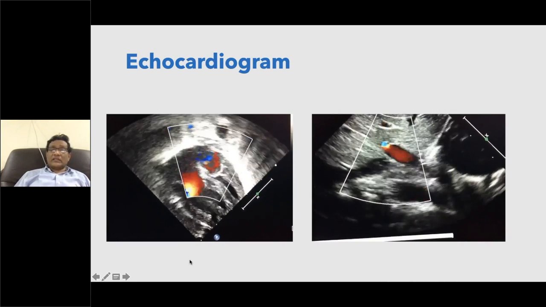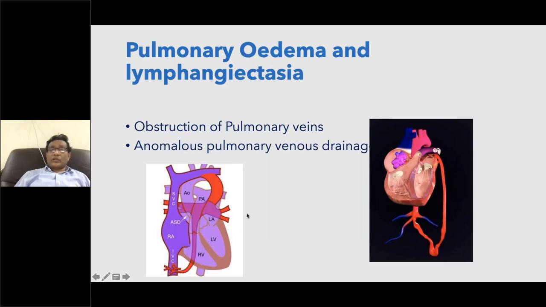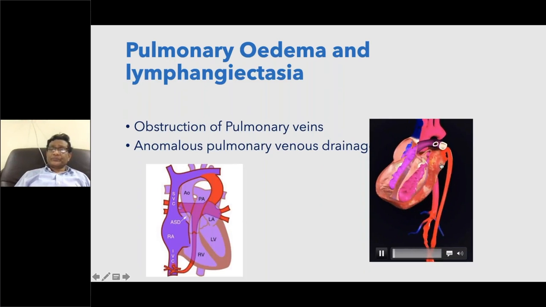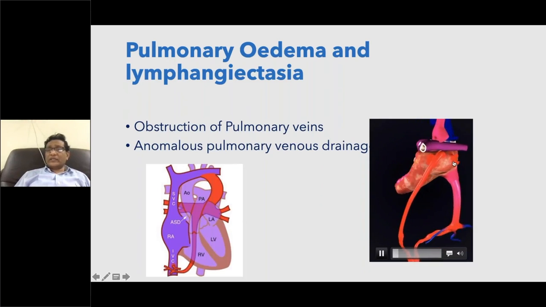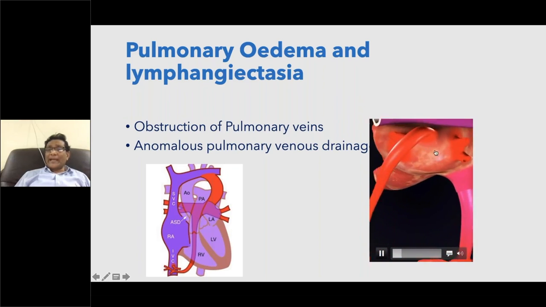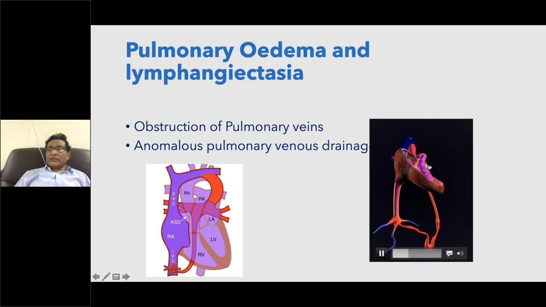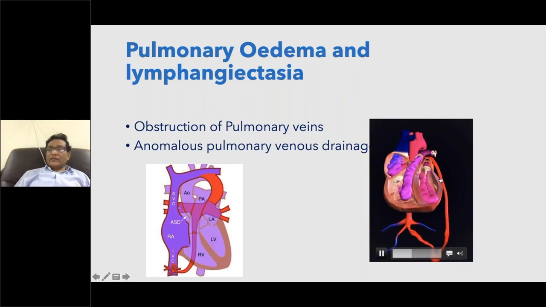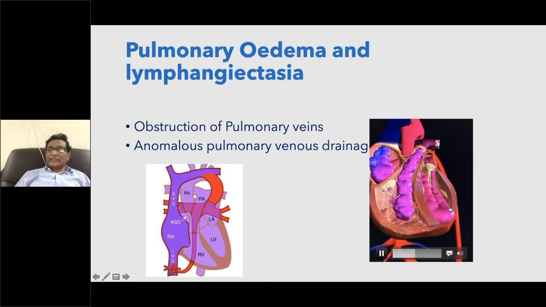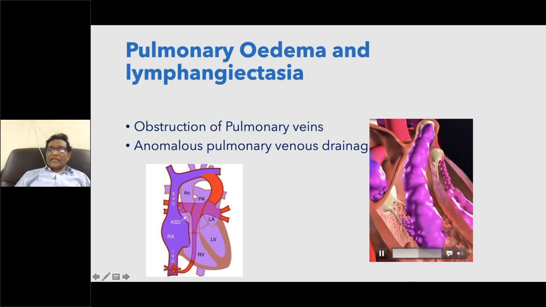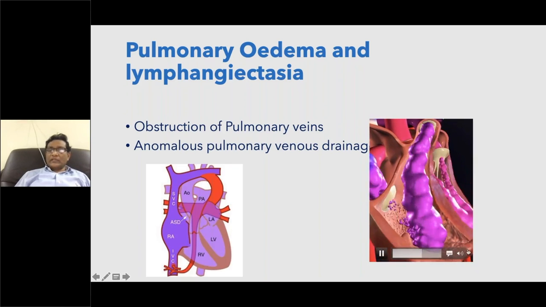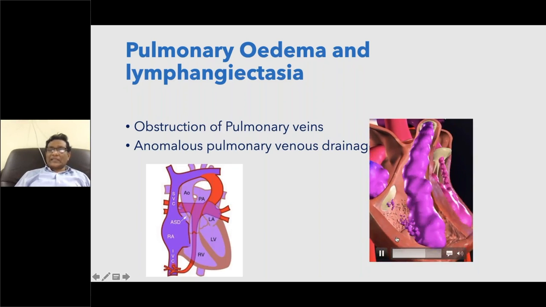This is called infradiaphragmatic total anomalous pulmonary venous return. So what will happen in this? All these pulmonary veins join behind the left atrium and form a common pulmonary vein. This common pulmonary vein travels behind the heart and below the diaphragm, and then enters the liver.